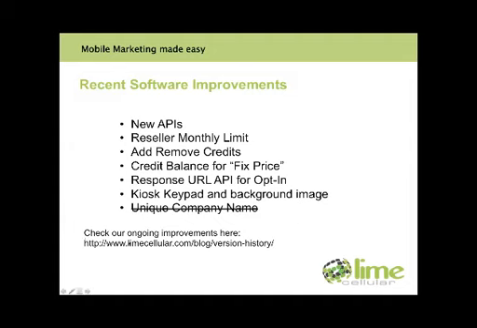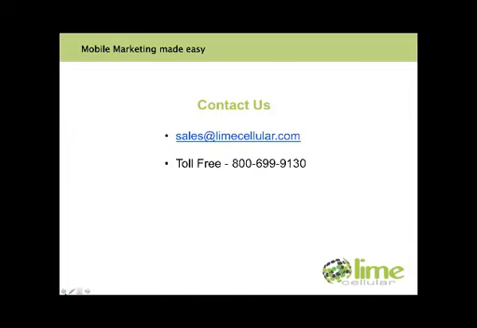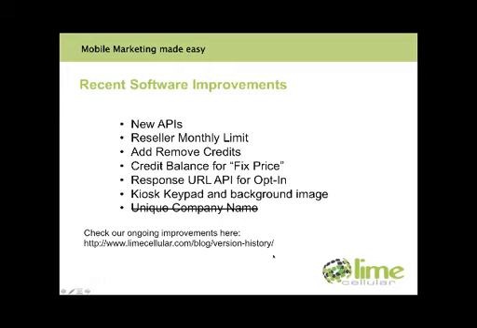You can check, we post here at least once or twice a week our software updates. If you want to follow that, please go to limeseder.com/blog/version history. This is the URL here, and you can also access it if you go to the blog tab on the website, and there's a button there, version history, if you don't want to type the whole thing. So just go to limeseder.com, click on the blog tab, and then version history.